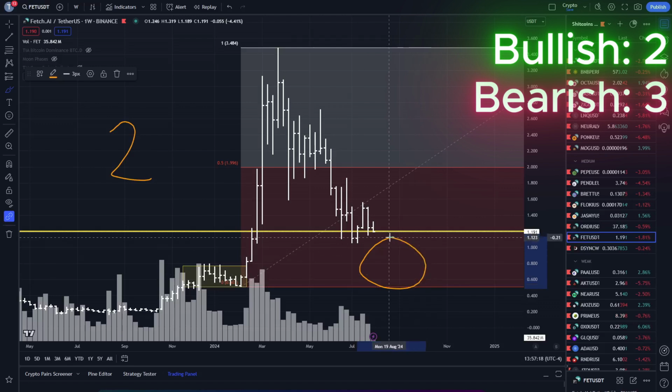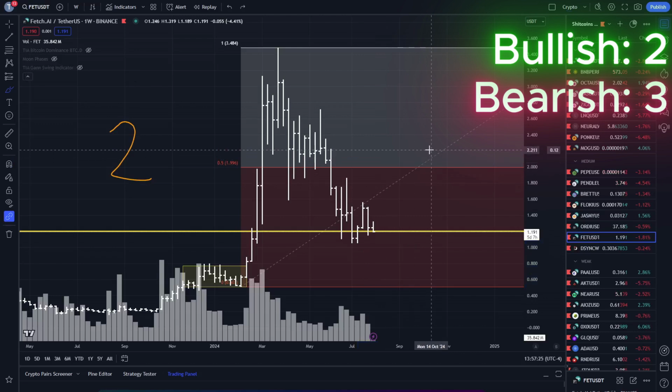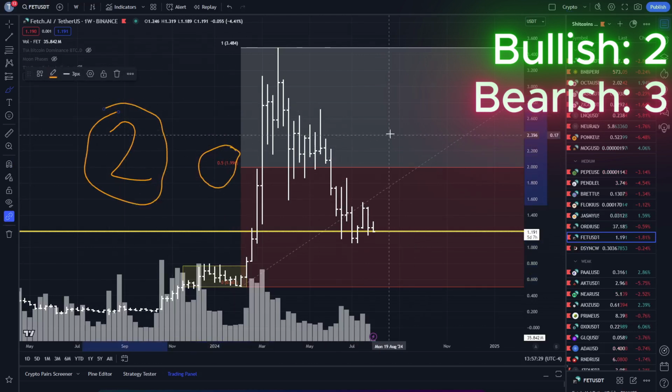Now we don't want to see it go to these prices. So if it starts going below $1, I would start being bearish. If it goes above the 50%, above $2, then I would start to be quite bullish on this AI coin.